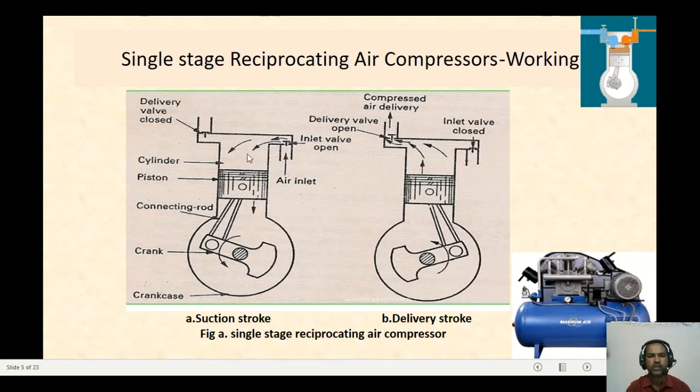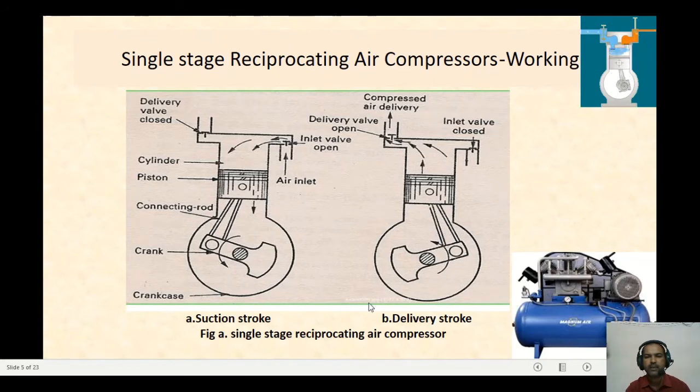So due to this vacuum, what happened? The inlet valve will get opened and the atmospheric air will be sucked inside the cylinder at a constant pressure. Slowly, the volume of the cylinder will increase, and at this point the delivery valve will get closed and the piston moves to the bottom dead center.